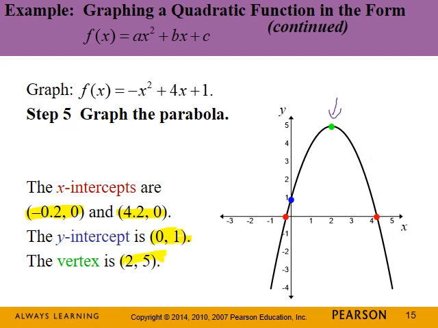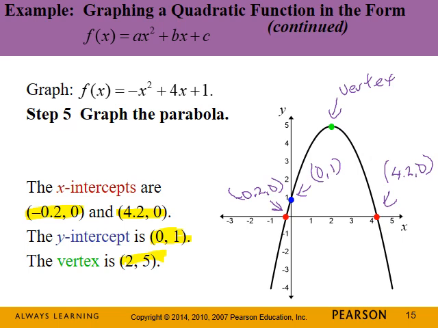So here is our vertex. Here is your x-intercept, that is 4.2, 0. Here is our other x-intercept of negative 0.2, 0. Right here we have the y-intercept of 0, 1.